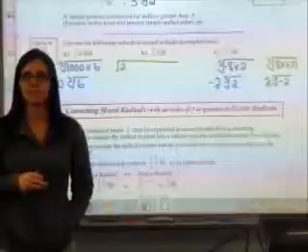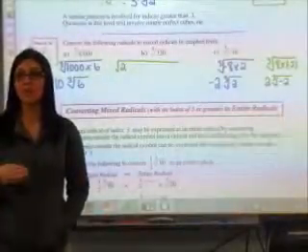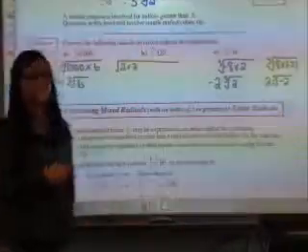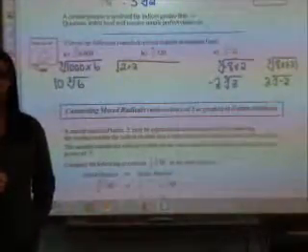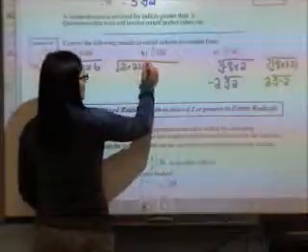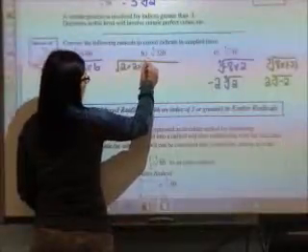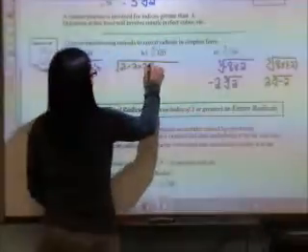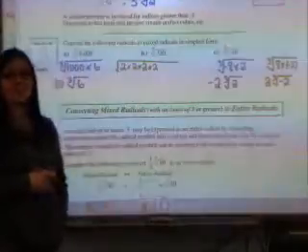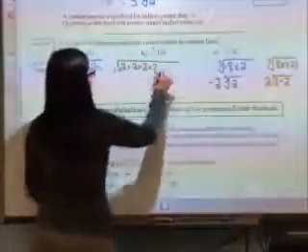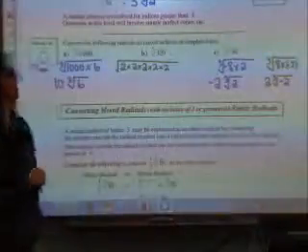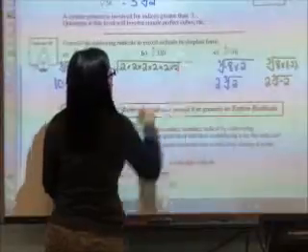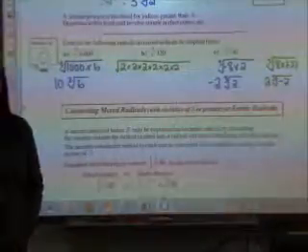160. Can I divide 160 by 2? What do I get? Can I divide 80 by 2? What do I get? 40. Can I divide 40 by 2? What do I get? 20. Can I divide 20 by 2? Yeah. What do I get? 10. Can I divide 10 by 2? Yeah. What do I get? 5. And can I divide 5 by, I can't divide it by 2, but what can I divide it by? 5.